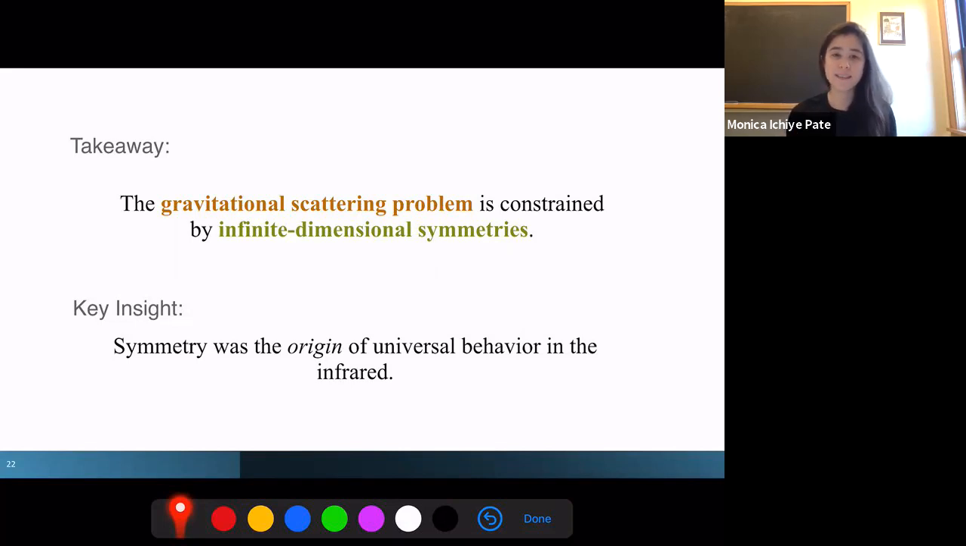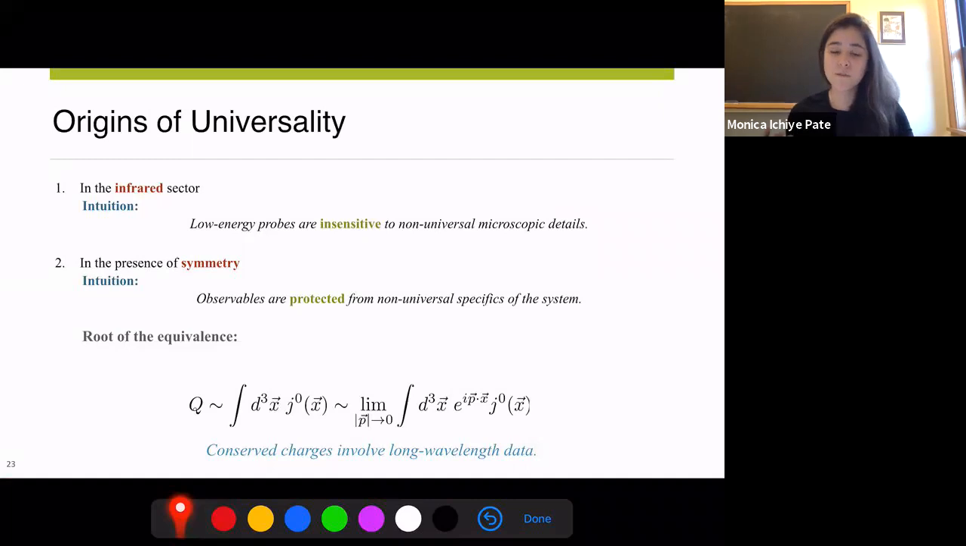Now, a crucial aspect of this analysis was that universal behavior in the infrared could be interpreted as a consequence of symmetry. In fact, the key insight to be gained is this broader idea that symmetry is the origin of universal behavior in the infrared. To that end, it's worth further investigating this relationship between infrared physics and symmetries. A general feature common to both is that both are often the origin of universal phenomena. The intuition in the infrared sector is that low energy probes are insensitive to the non-universal details that appear at short distances, while the intuition in the presence of symmetries is that symmetries protect observables from depending on non-universal specifics of the system.